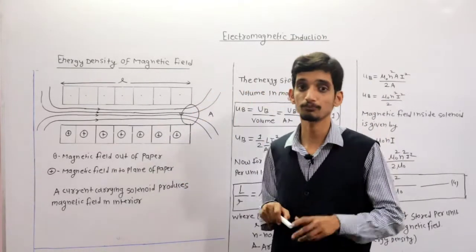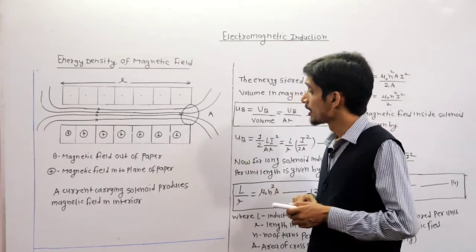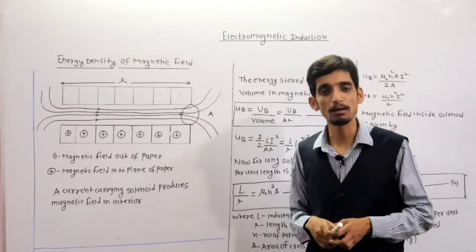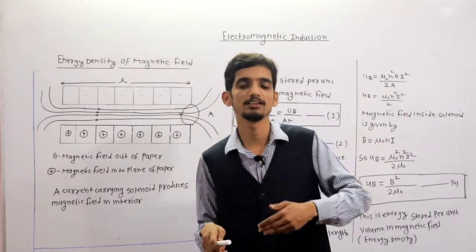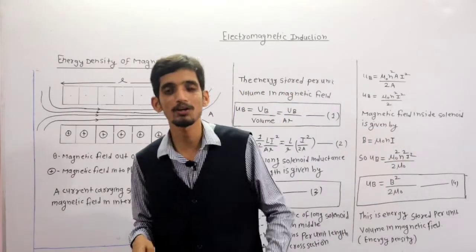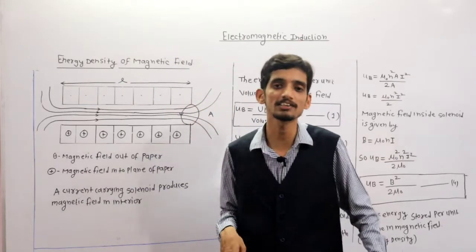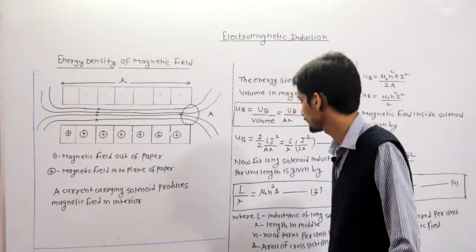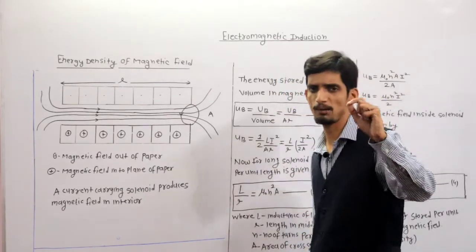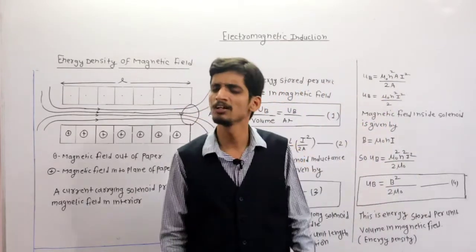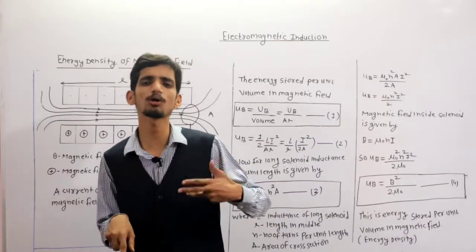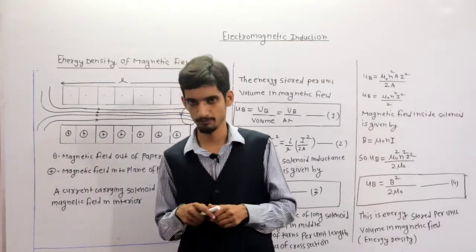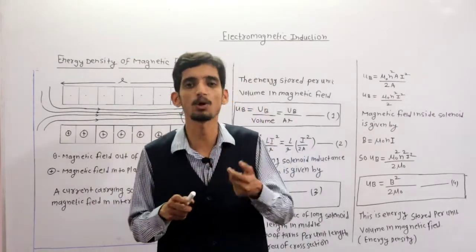Clear? Okay. Now listen. A current carrying solenoid. This particular solenoid carries current, so that a magnetic field develops in the interior side of the solenoid. Now, as we are already familiar with the energy stored in magnetic field, this derivation is quite an extension of that derivation only. There is no new thing that we have to derive here. So that's why this is a very easy topic actually.